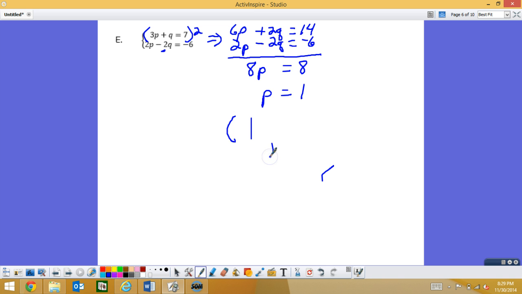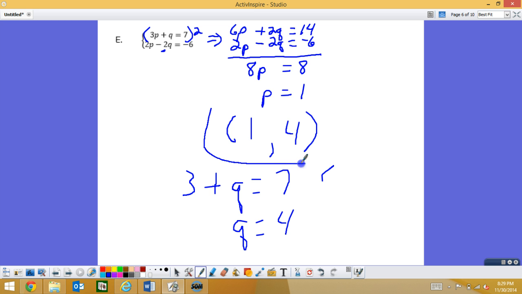Finger works. And substituting back in to one of the equations for 3 times 1 is 3, plus q is equal to 7. And subtracting the 3 to solve for q, q is equal to 4. And again, just like we did last time, we already checked that, and that works.